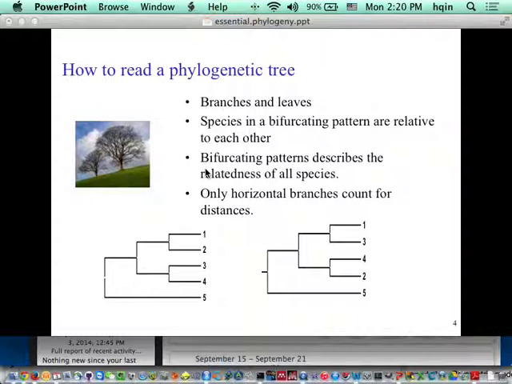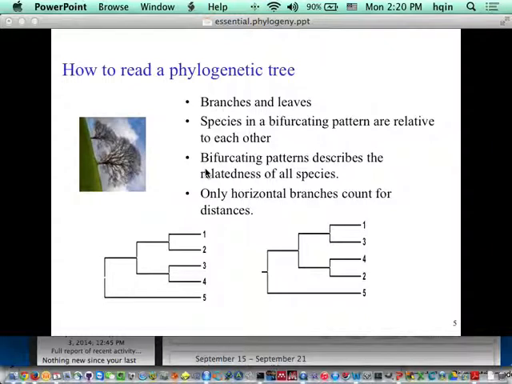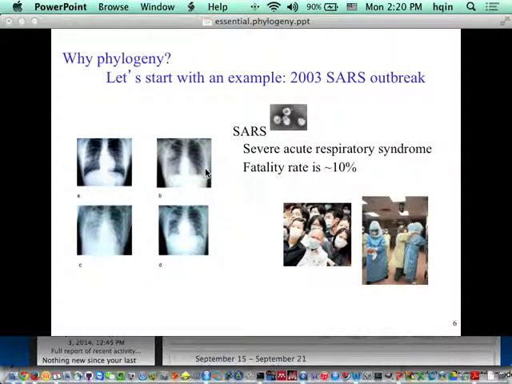So I guess I also labeled some of the key points here. Okay, so basically, most of the time the trees are bifurcating and presented horizontally for phylogeny.